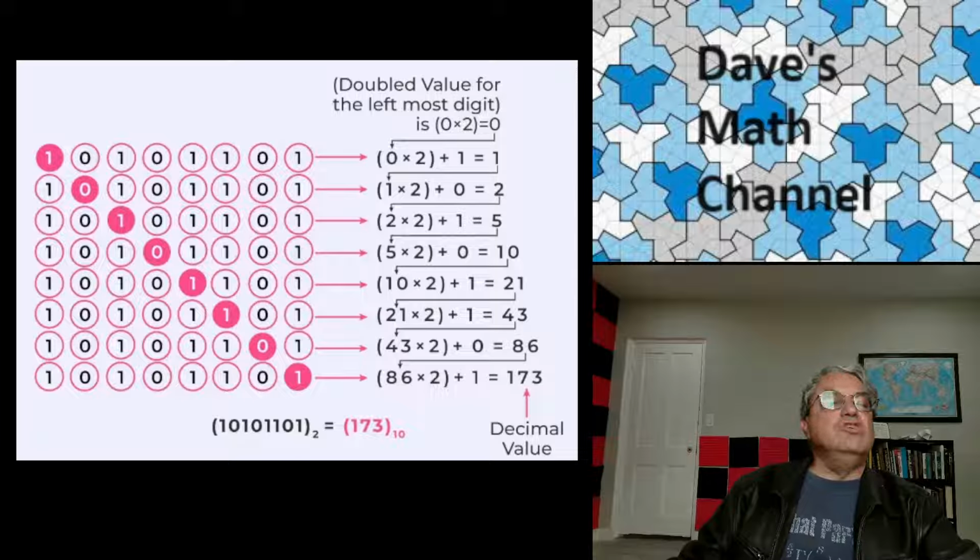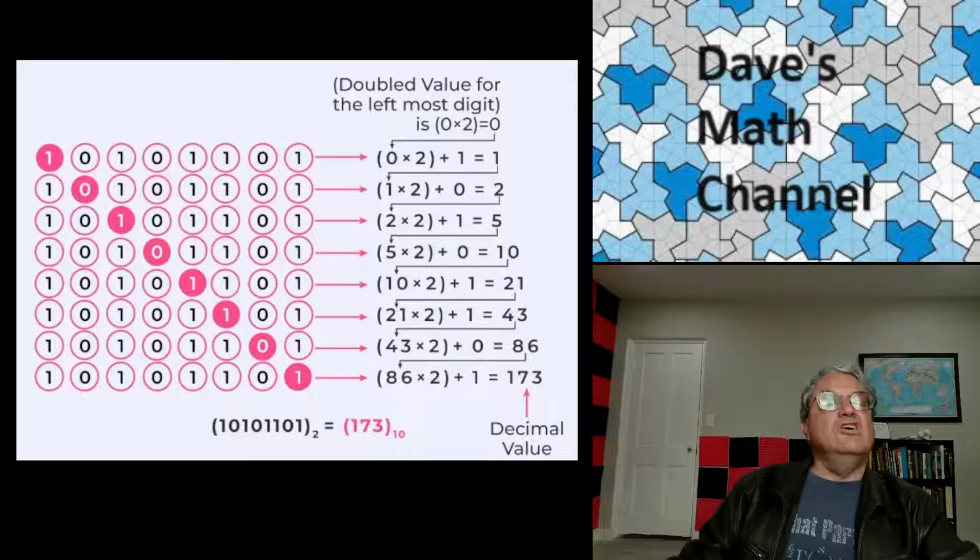So you're doubling. I mean, you think about building this number up from the top down. You start with a 1, and then you add the next bit, which is a 0. That gives you 1 0. Well, 1 0 is just twice of 1. So your next step is to double the number you had before. Well, 1 times 2 is 2. And then you're adding 0 because that was your next bit.